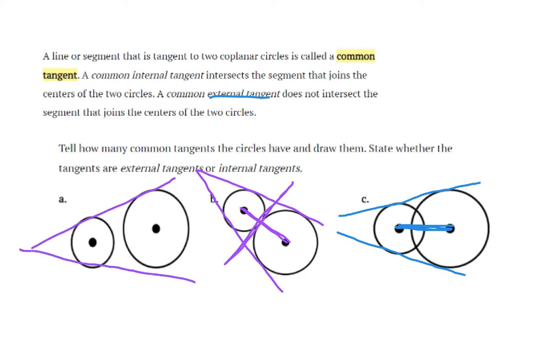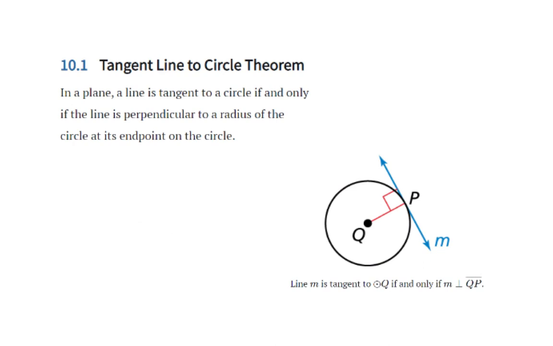We also, though, have two internal tangents that would go like this. So kind of a weird thing. We can have kind of an X that makes an internal tangent. And again, that is considered an internal tangent because if we connect those two centers, the internal tangents will intersect with that segment.